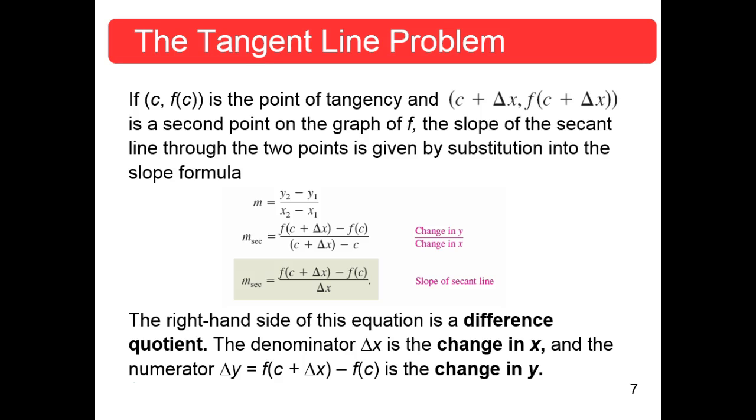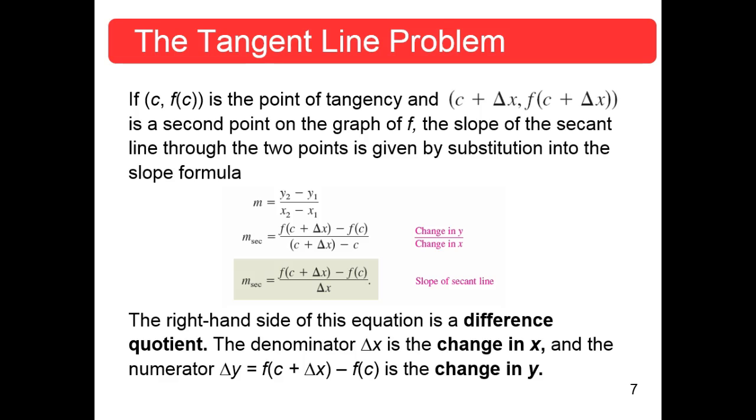If c, f of c is the point of tangency, and c plus delta x is how far you go on x, and f of c plus delta x is how much further you go on y from f of c, that is a second point on the graph of f. The slope of the secant line through those two points is given by substitution in the slope formula. m is equal to y2 minus y1 over x2 minus x1, where y2 is f of c plus delta x, minus f of c, that's the change of y, over the change of x, which is c plus delta x minus c. Well, now the numerator is sort of messy, but the denominator sort of simplifies.